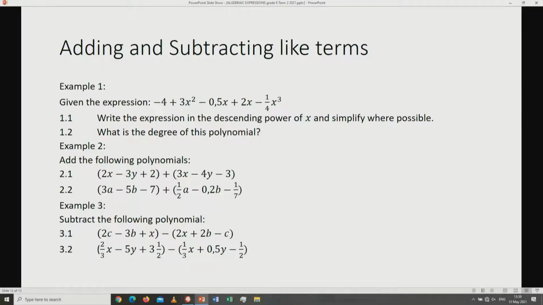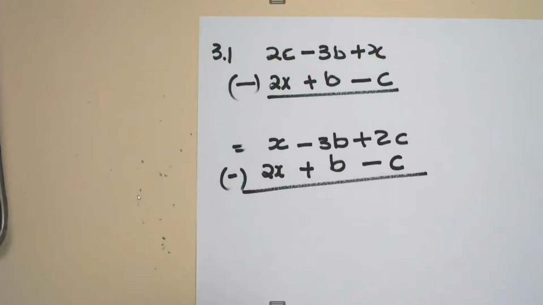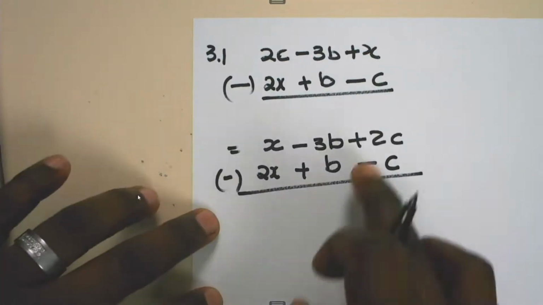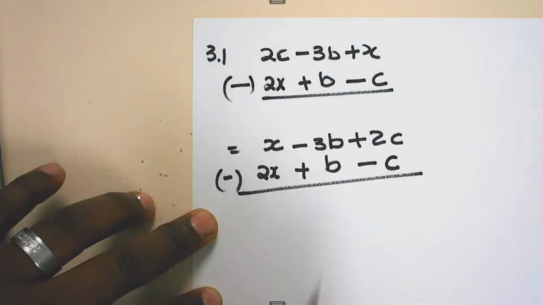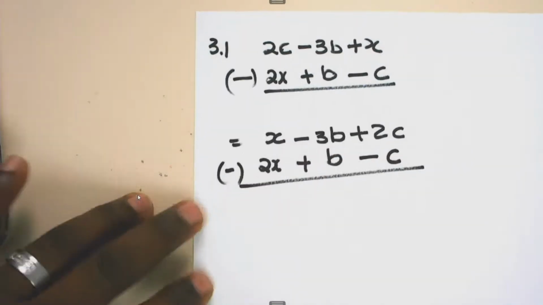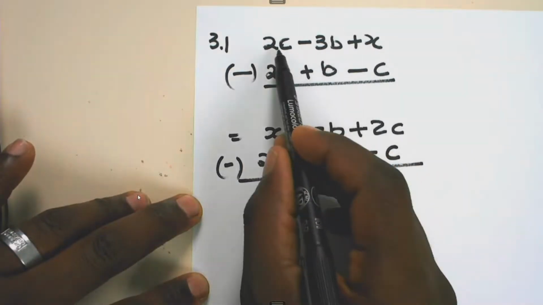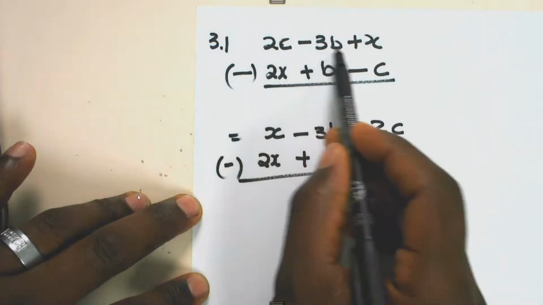All right, can you see? I've just actually used the commutative property in this case just to arrange between the two. In this case, it was written as 2c minus 3b plus x.